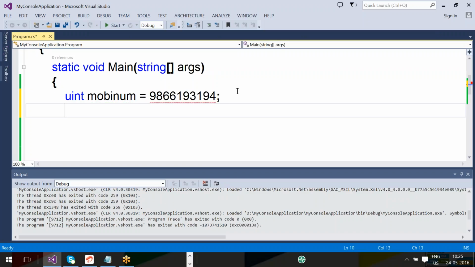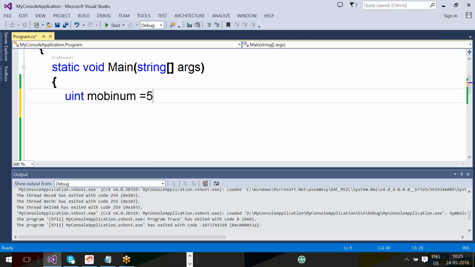But it's not allowing, 4 plus 6, 10 digits. It's not allowing uint. You have to go with the next level. If you want to declare a mobile number, you have to go with the next level. What is the next level data type? Ulong. You have to go with ulong.